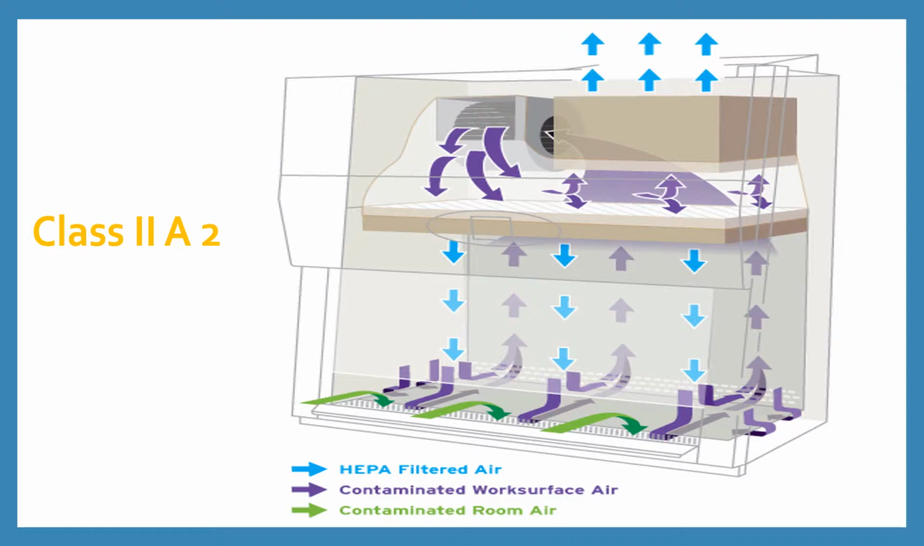70% of the air is recirculated back into the cabinet through the supply HEPA filter, and 30% of the air is exhausted by filtration through the exhaust HEPA filter to the outside. Note that there are two HEPA filters in this class, and the HEPA filtered air is indicated by blue arrows. Class 2 A2 type of biosafety cabinet also provides personal, product, and environment protection.